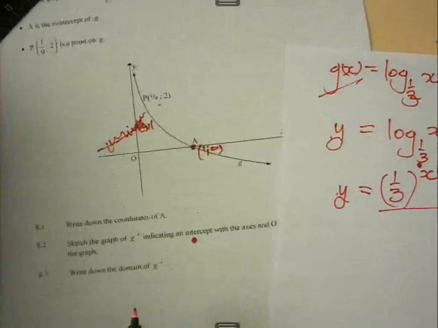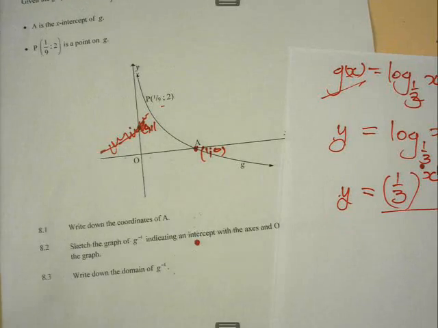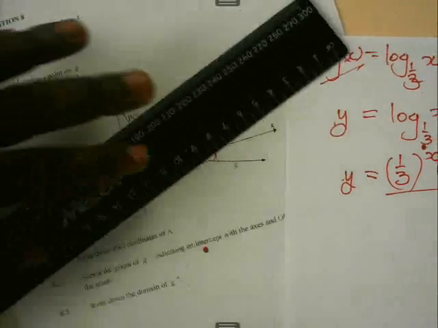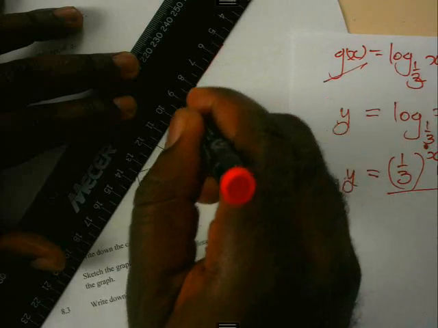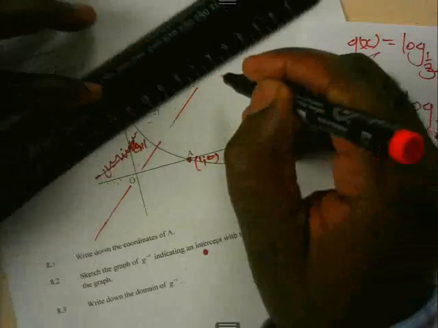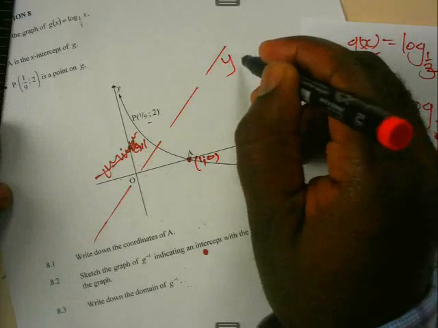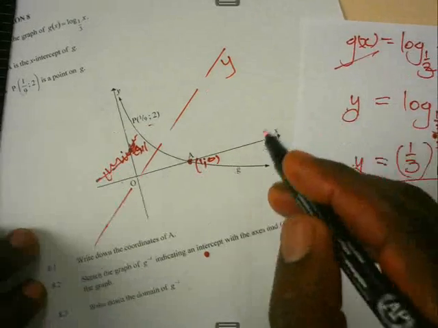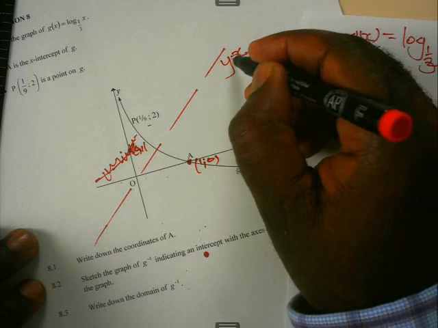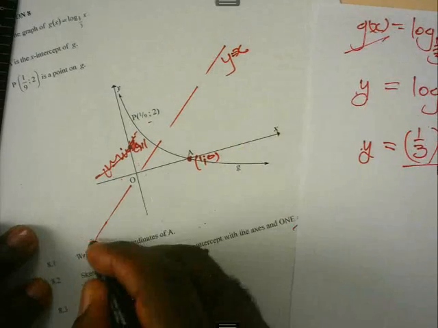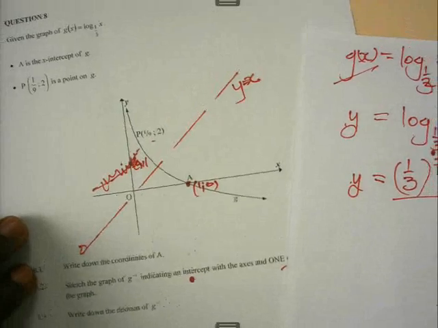All right, for us now to sketch the inverse, we must always do this. Our starting point should be the line y equals x. If we have this, then we will not have any problem whatsoever, because of what we are going to draw now.